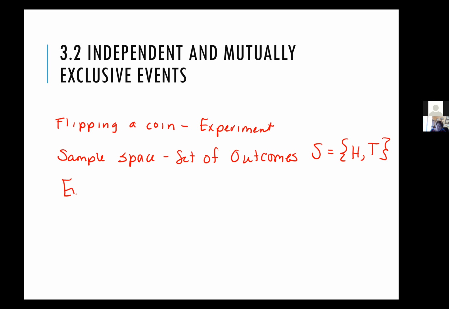And an event is getting one or the other. An event could be getting a head. And we use capital letters to show events. So an event could be that you get a head when you flip a coin. So now when we look at events like getting a head, we can define events being independent or mutually exclusive, or they could be both at the same time. All right, let's get the definition.